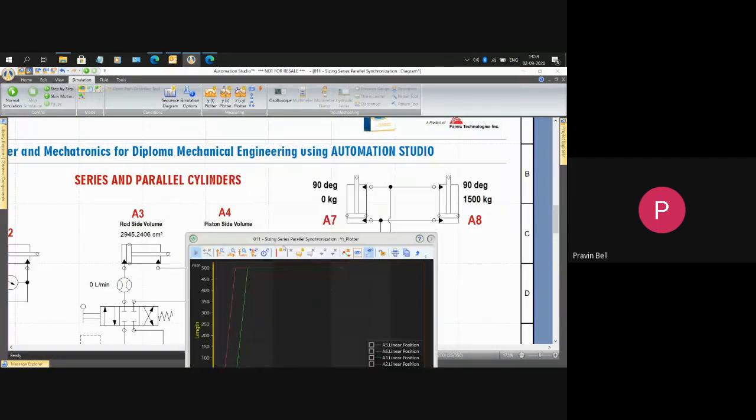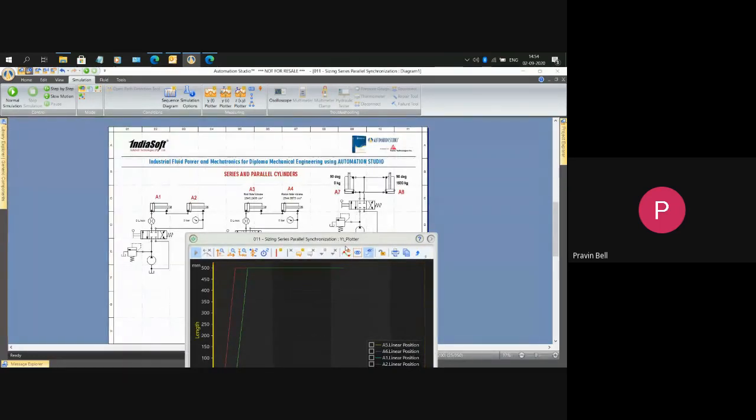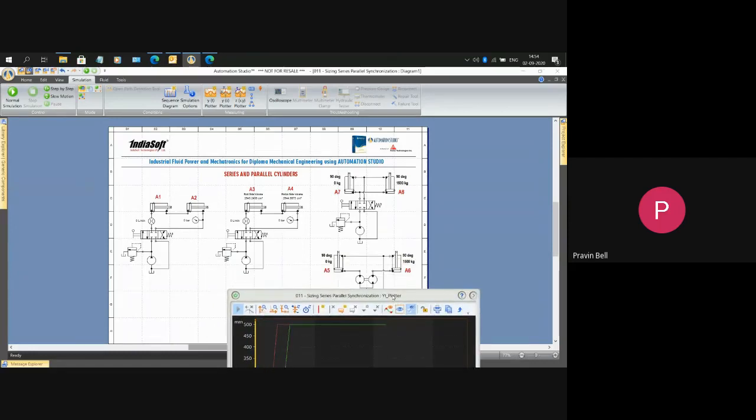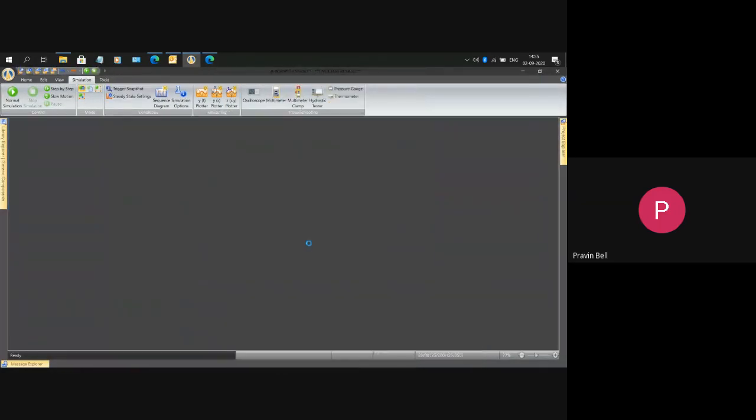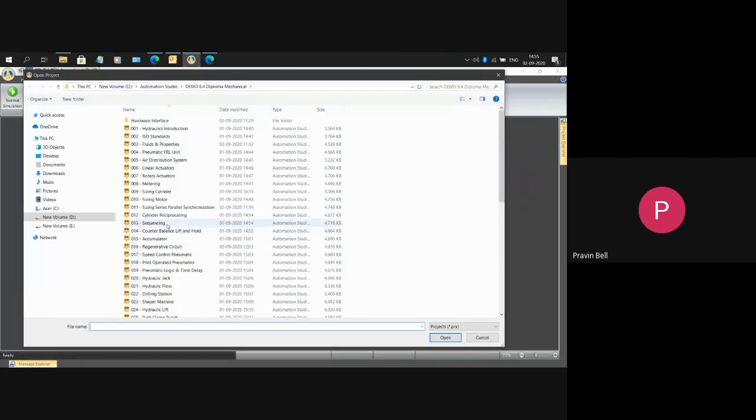So these are practicals. Students can actually see the behavior. You cannot do these on trainer kits. Most of these practicals you cannot do on trainer kits, nor can you measure all these values. So this is the series and parallel combination of cylinders. Then we'll come to cylinder reciprocating.